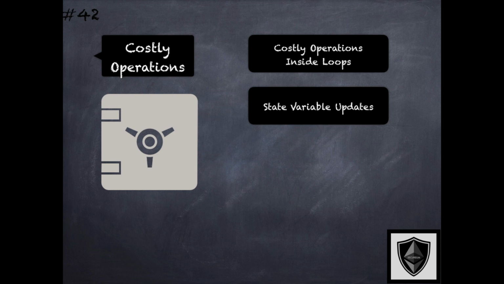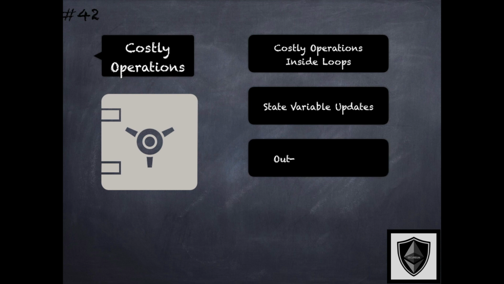So as you can imagine, if such updates are done inside loops, then they could end up consuming a lot of gas and result in an out of gas error if the amount of gas supplied in this transaction is less than what is required.